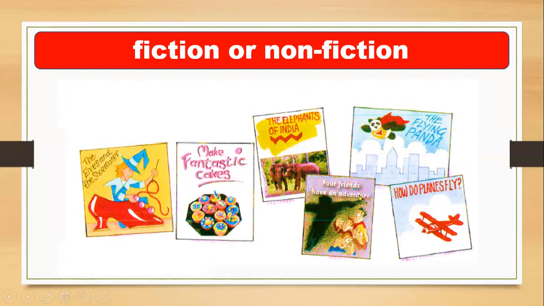Four friends. You can see the characters and this story, storybook. So it is fiction. Now, the flying panda. You know, panda can fly? So what do you think? This is a story, character. You cannot make the real story for this panda, because panda can fly. So this is fiction or non-fiction?